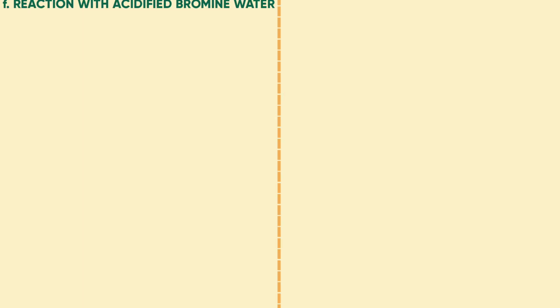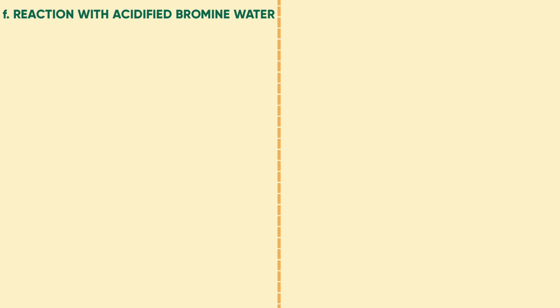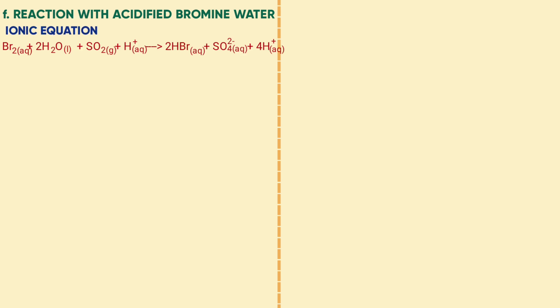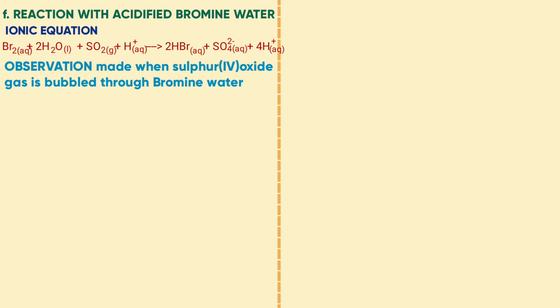Next is the reaction with acidified bromine water. The equation is bromine plus 2 water plus sulfur dioxide, arrow 2 hydrogen bromide plus sulfate ion plus 4 hydrogen ions. Now, the observation made when sulfur dioxide gas is bubbled through acidified bromine water.